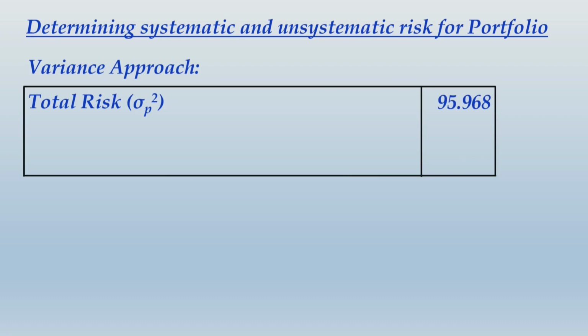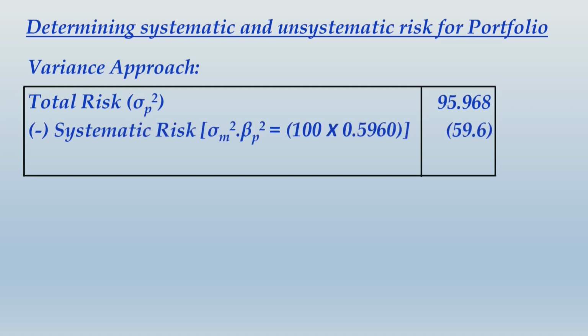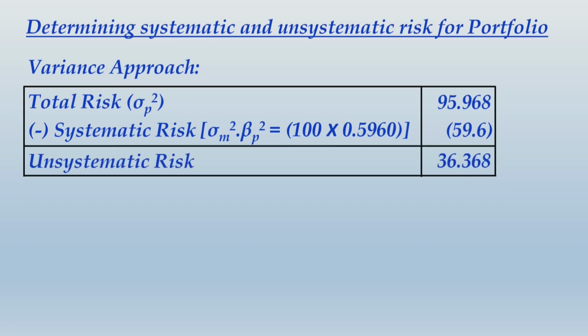The systematic risk will be the variance of market multiplied by beta of portfolio squared, and that will be 10 square into 0.772 squared. That will be 10 square as 100 and 0.772 squared as 0.5960. So what we get as systematic risk will be 59.6, and the balancing figure will be the residuary risk, which we also call as unsystematic risk, that will be 36.368. So please write up this part as well and then I take you ahead.